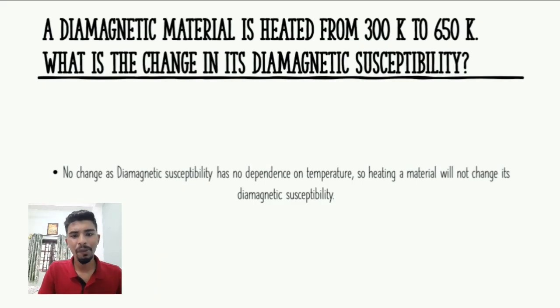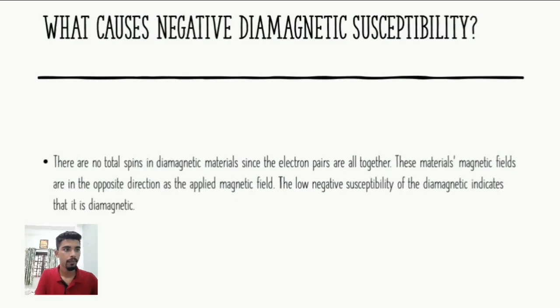There are certain questions that I would like to highlight. Say, when a diamagnetic material is heated from 300 Kelvin to 650 Kelvin, what is the change in its diamagnetic susceptibility? The basic answer is there is no change observed when a diamagnetic material is heated from 300 Kelvin to 650 Kelvin. This is because one of the major properties of a diamagnetic material is that it is independent of temperature. So heating a material will not cause any change to the diamagnetic susceptibility.